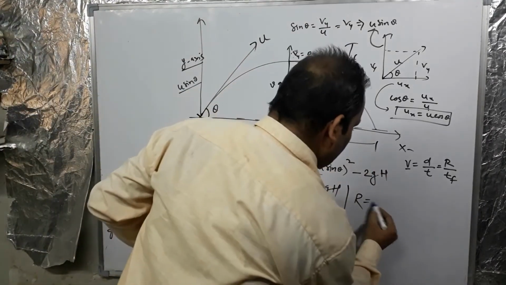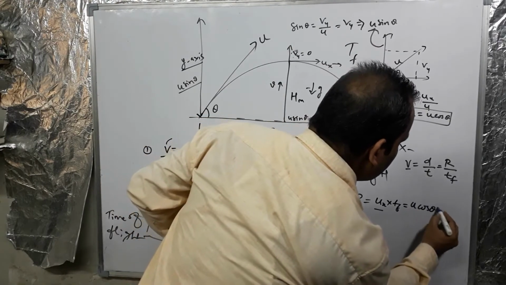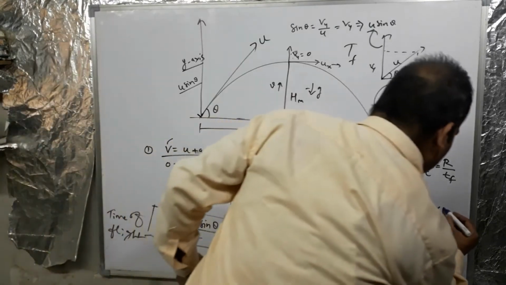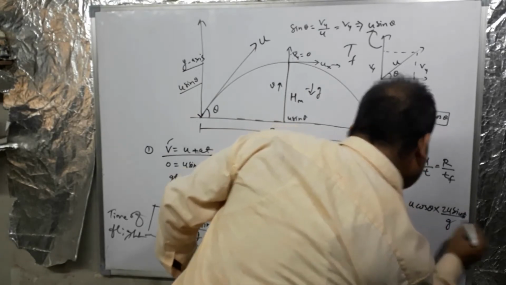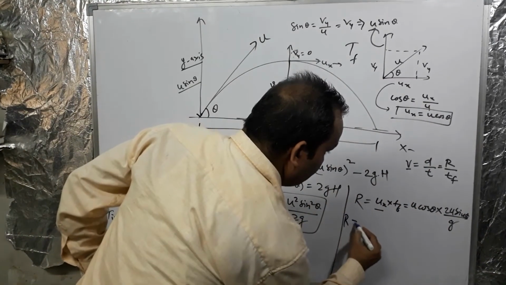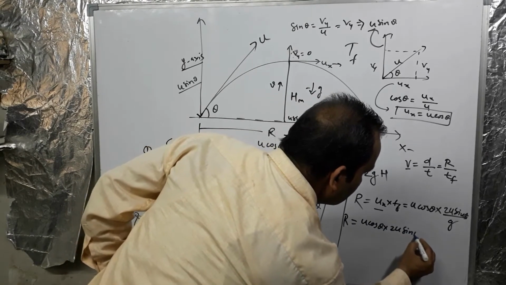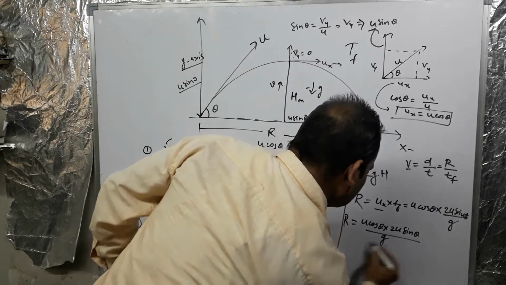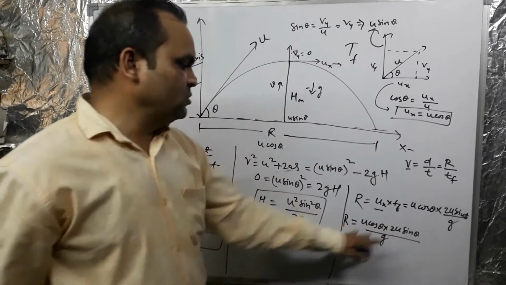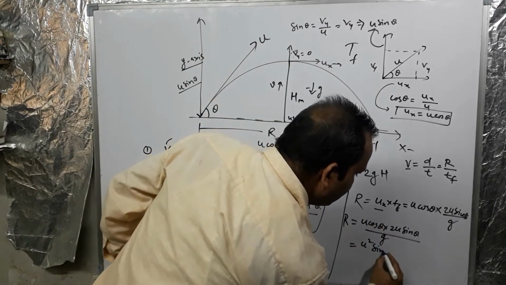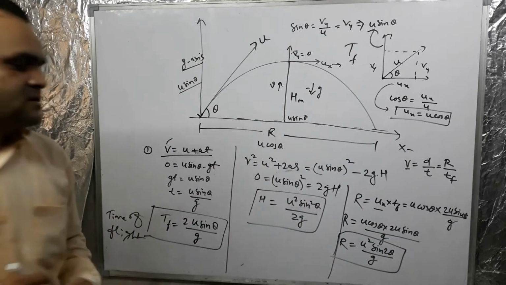So the range I can write as ux into the total time of flight. ux is nothing but u cos theta, and the time of flight I have written as 2u sin theta by g. So here the range is u cos theta into 2u sin theta by g. Just apply here 2, and u into u is u square, and 2 sin theta cos theta is sin 2 theta, upon g. This is the range formula.